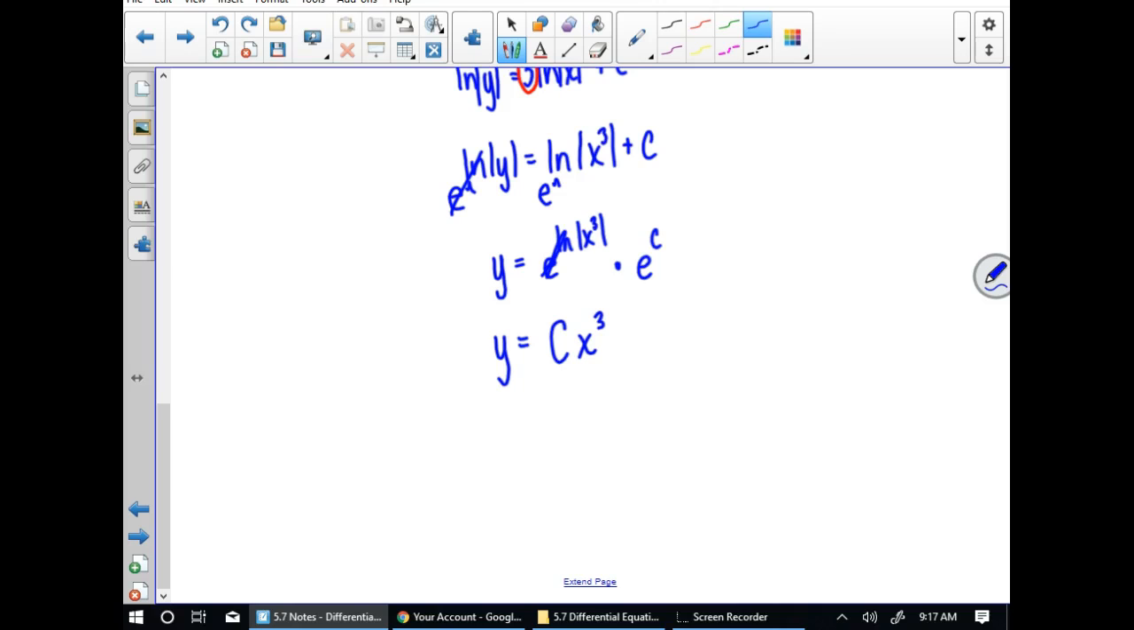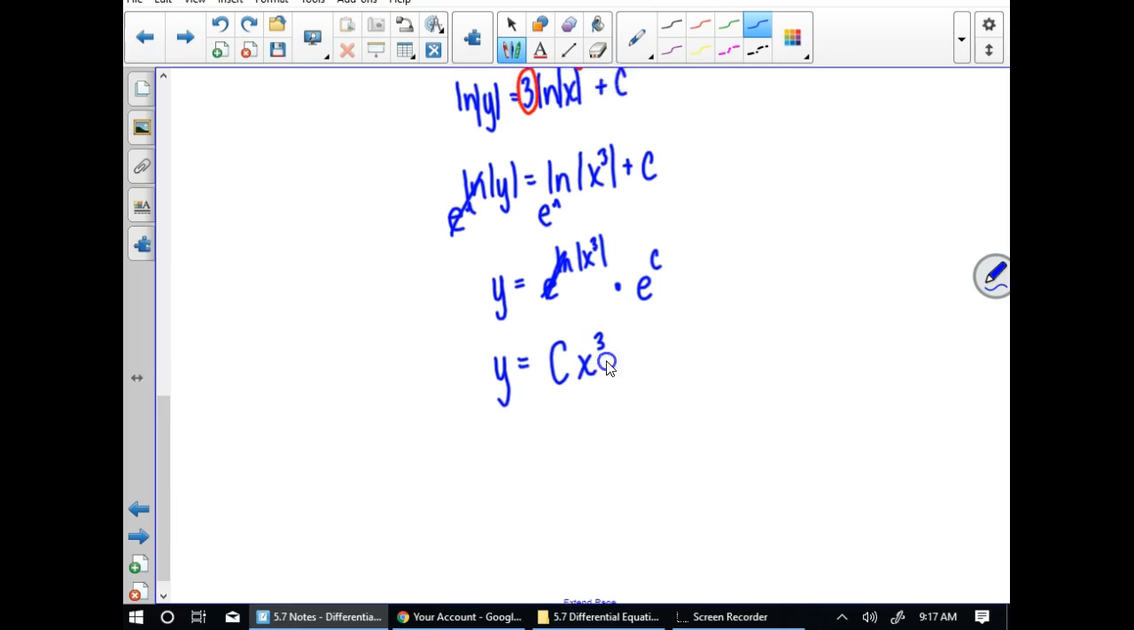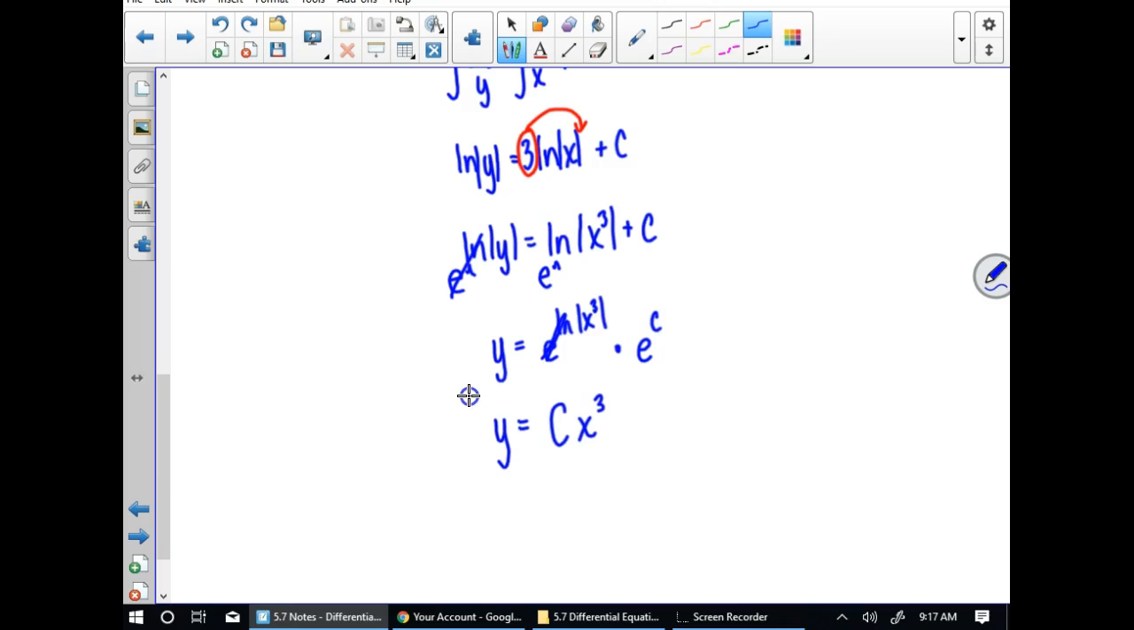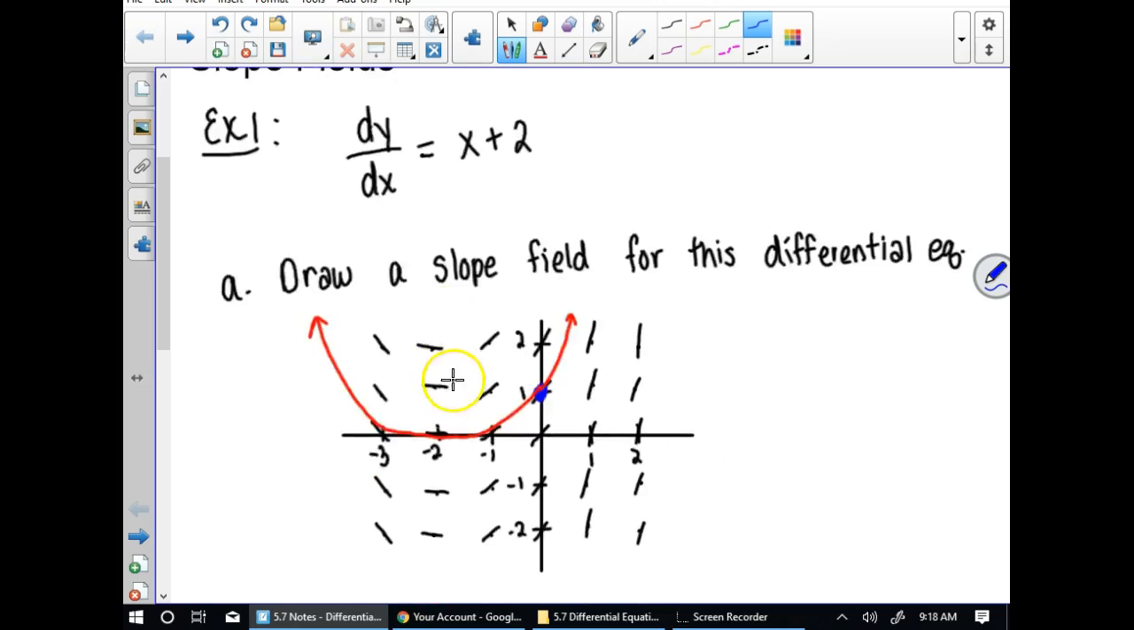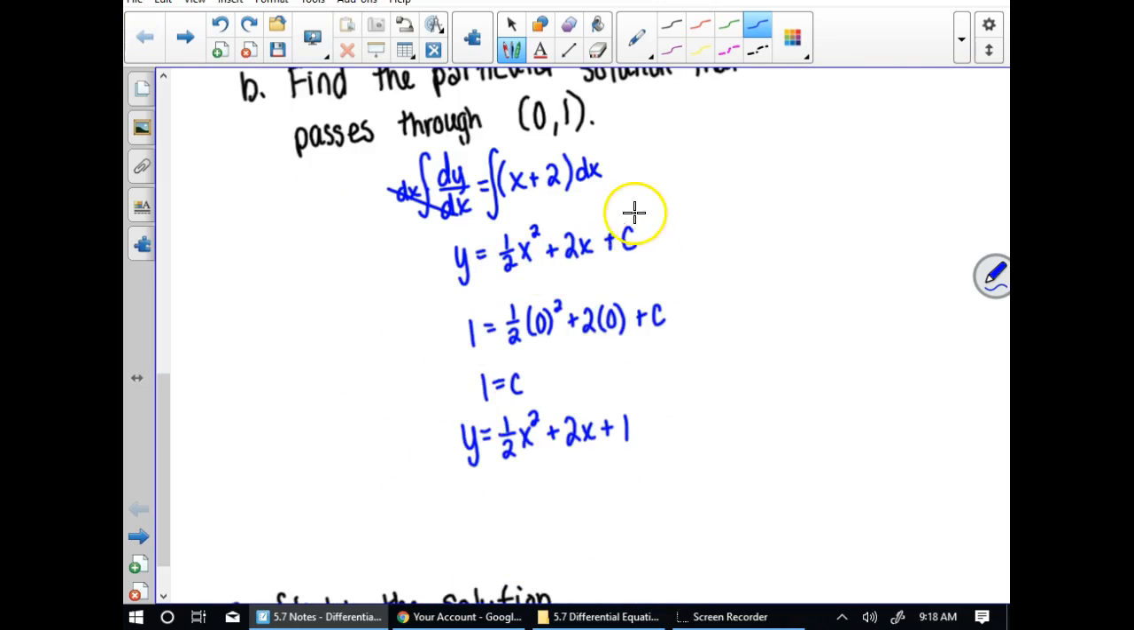And so now that I've got it solved for y, it's a lot easier if we plug in. C is an unknown value, so e to the c is also an unknown value. So we want to keep it as simple to solve as possible. We just replace that e to the c with the capital C, because on the last one we did not do anything to our C.